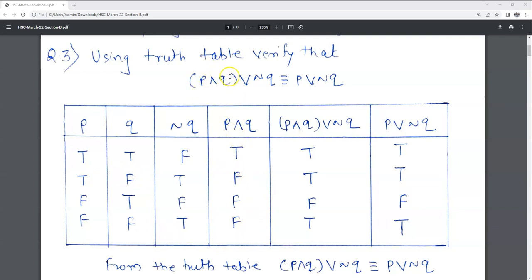So we got P or see P and Q. Now what we need, P and Q or negation of Q. So this part and or this. That means an or means what? If even if there is one T, there is a T.